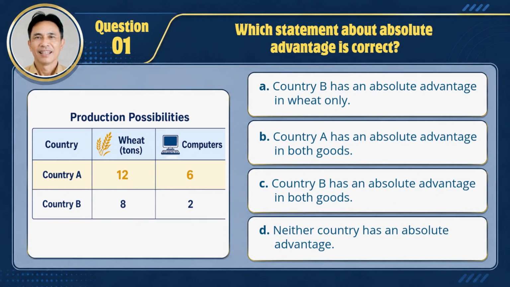Question number 1. Country A can produce 12 tons of wheat or 6 computers. Country B can produce 8 tons of wheat or 2 computers. Which statement about absolute advantage is correct? A. Country B has an absolute advantage in wheat only. B. Country A has an absolute advantage in both goods. C. Country B has an absolute advantage in both goods. D. Neither country has an absolute advantage.